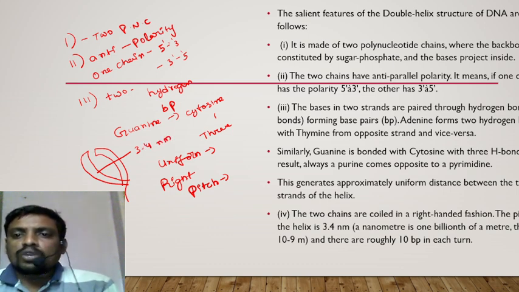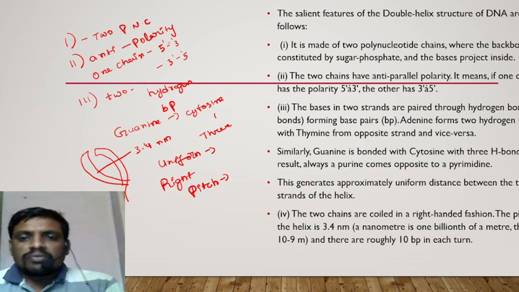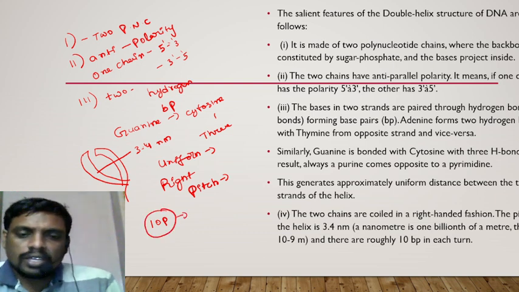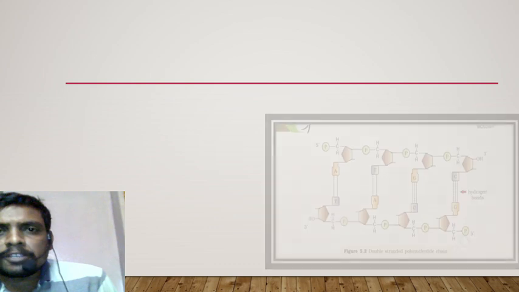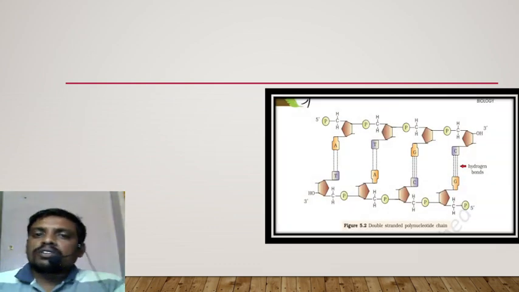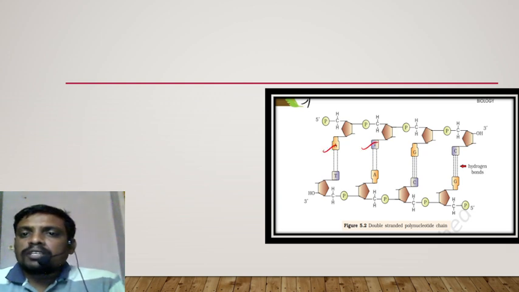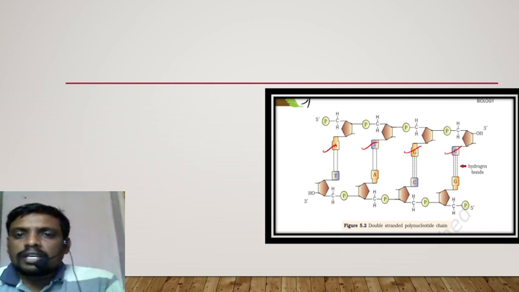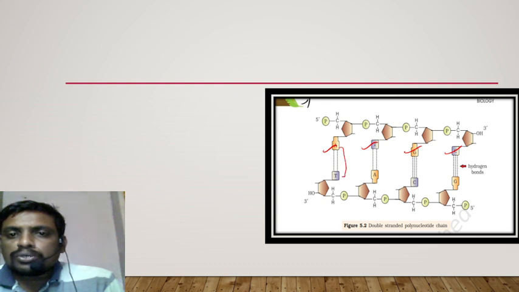A nanometer is 1 billionth of a meter. And there are roughly 10 base pairs in each turn. If you take each turn, 10 base pairs are present in the DNA. You can see the double stranded polynucleotide chain here. Adenine, thymine, guanine, cytosine. Adenine will always come opposite to thymine, thymine will always come opposite to adenine, guanine opposite to cytosine, cytosine opposite to guanine.